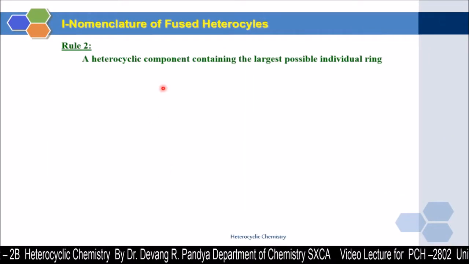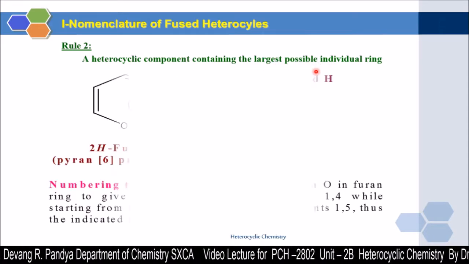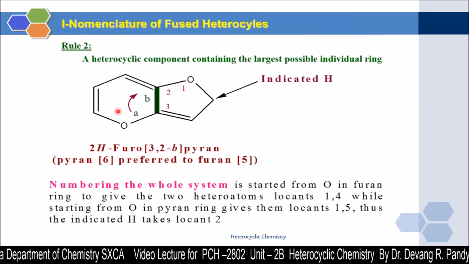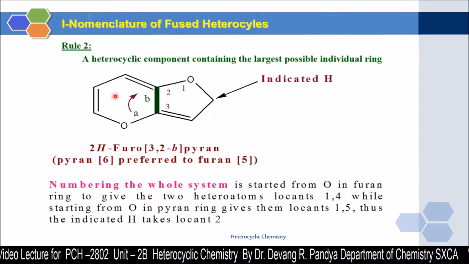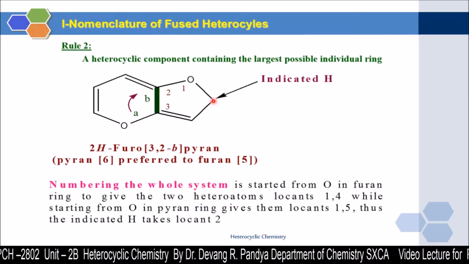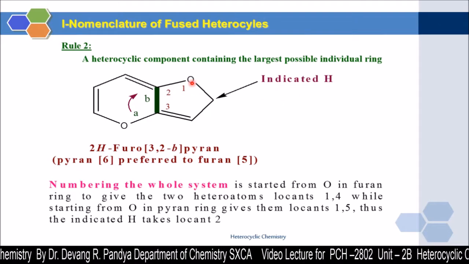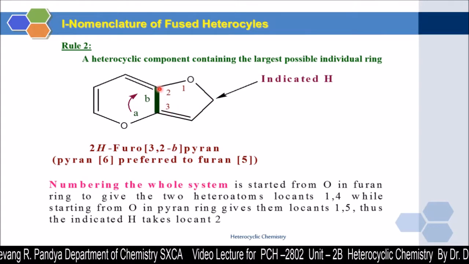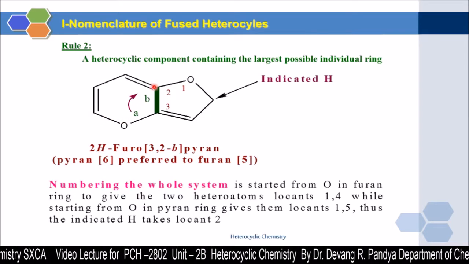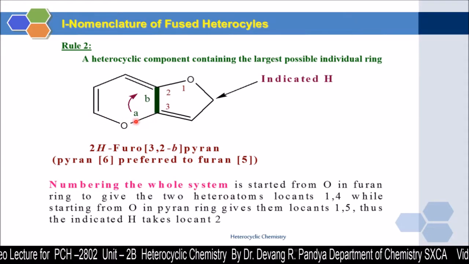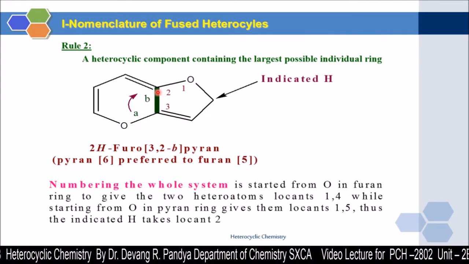Rule 2. A heterocyclic component containing the largest possible individual ring. Here you can see this is going to be a base ring, this is going to be another ring, and here this one indicates the proton over here. So the first number is this one: first, second, third, fourth and 5, you can say in that way. And as far as this one is concerned, 1, 2, 3, this is going to be a common wall of oxygen to carbon, that is a wall, and this is going to be a b wall.